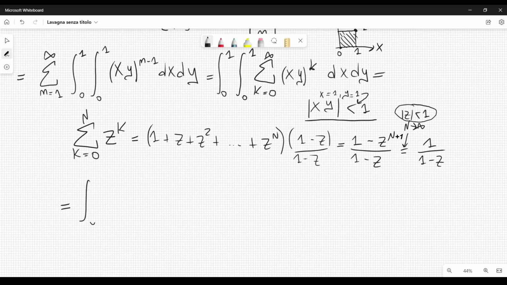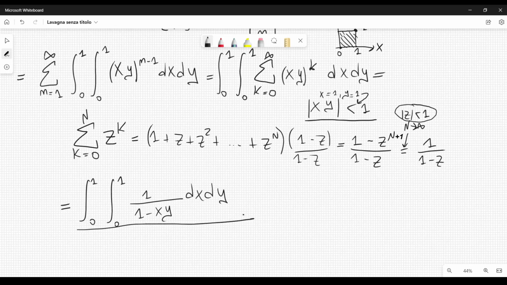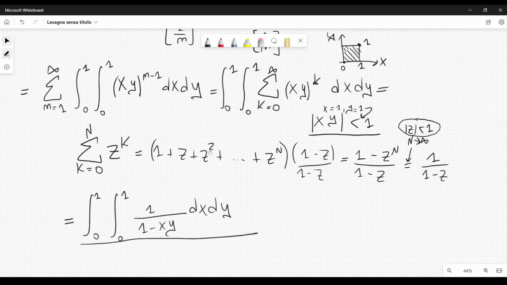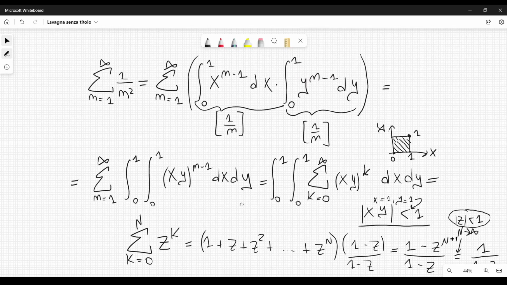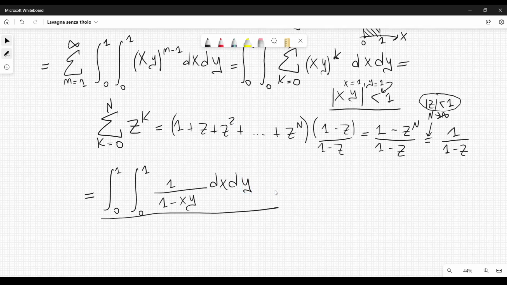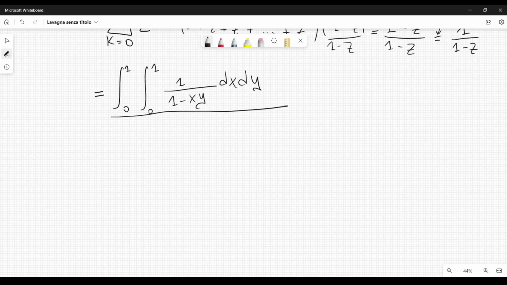So this is the integral from 0 to 1, integral from 0 to 1 of 1 divided by 1 minus x times y dx dy. And now, in order to solve this double integral here, we will use a substitution. Remember that if we find the result for this double integral, we will also find the result for the initial series over there, the sum from 1 to infinity of 1 over n squared. We substitute x equal to u plus v and y equal to u minus v.